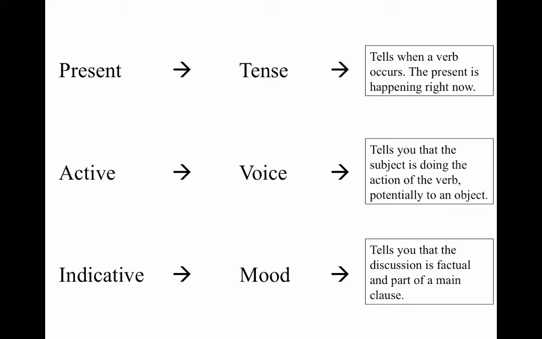Active is the voice. There are two voices in Latin, active or passive. We're not going to worry about the passive right now, but the active tells you that the subject is doing the verb and is doing it potentially to an object. And indicative is the mood. Again, the options for mood are indicative, subjunctive, or imperative. Right now we're going to focus mainly on the indicative mood, and this tells you that you're discussing a fact and that it is part of a main clause.